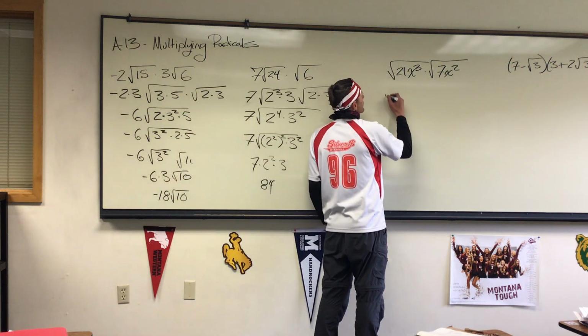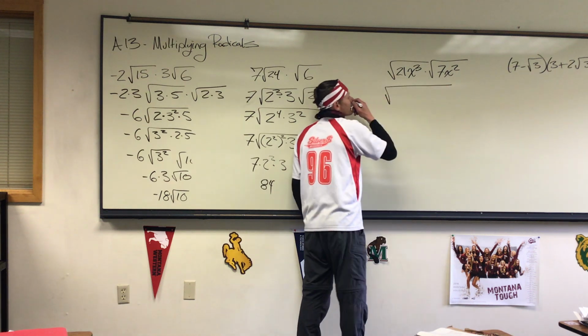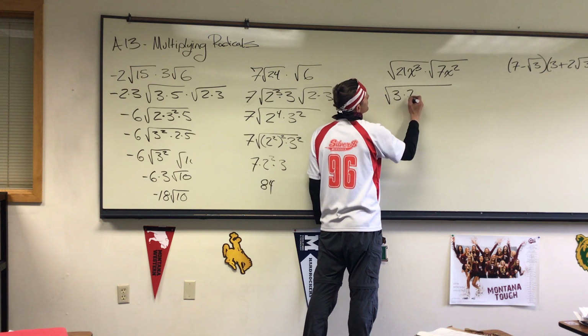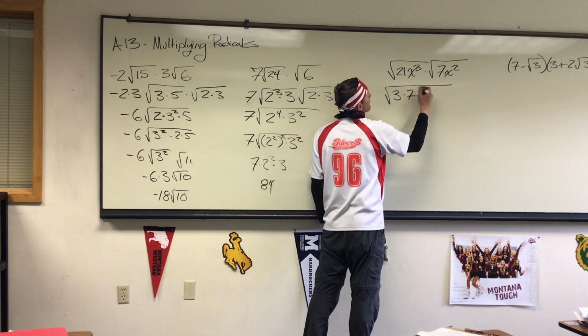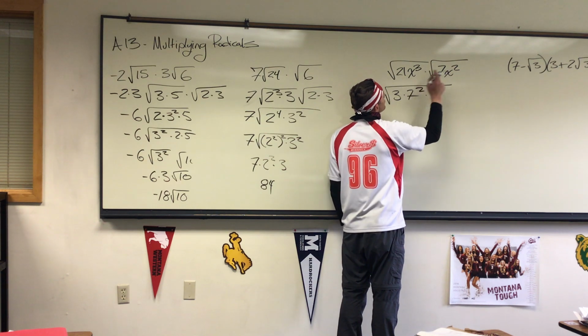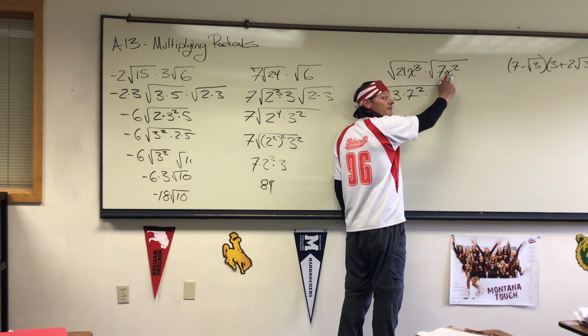Let's do this one, shall we? Let's just put everything under there right away. And let's say we have 3 times 7 is 21, but we have another 7 there. And how many x squareds do we have? X cubed times x squared is x to the 5th.